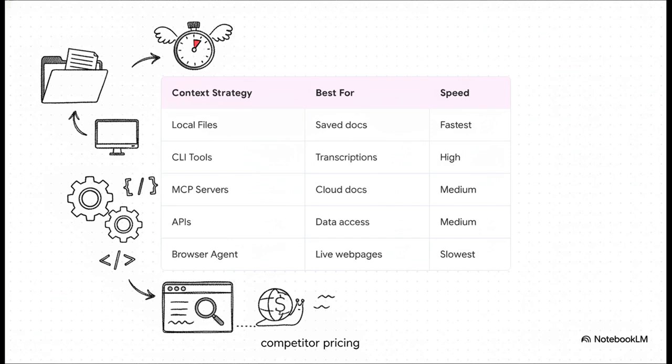And all the way at the very bottom, the browser agent. This is where the AI actually opens a web browser and clicks around websites on your behalf. It is the slowest method by far, but hey, if you need super accurate live information like scraping competitor pricing pages, it absolutely gets the job done.